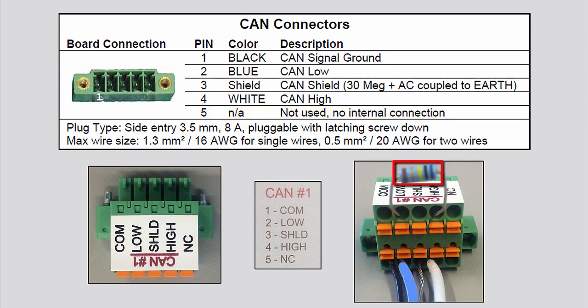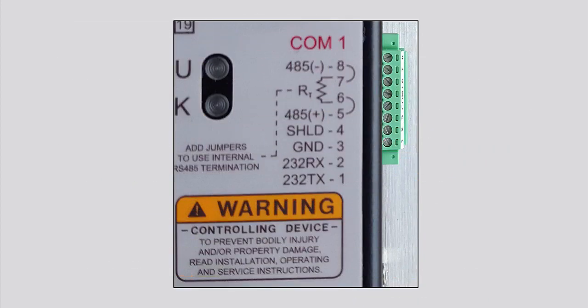A 120 ohm resistor must be used as a termination resistor at the end of each trunk line. This resistor is wired with one end in pin 2 and the other in pin 4 of the connector. The third available communication type is the serial port. An isolated RS-232 or RS-485 serial port is available for customer use.